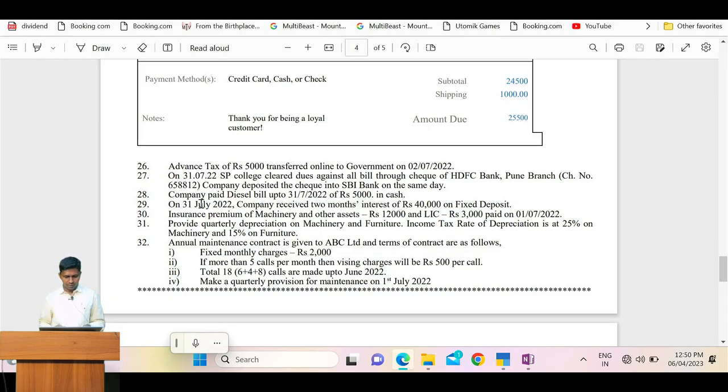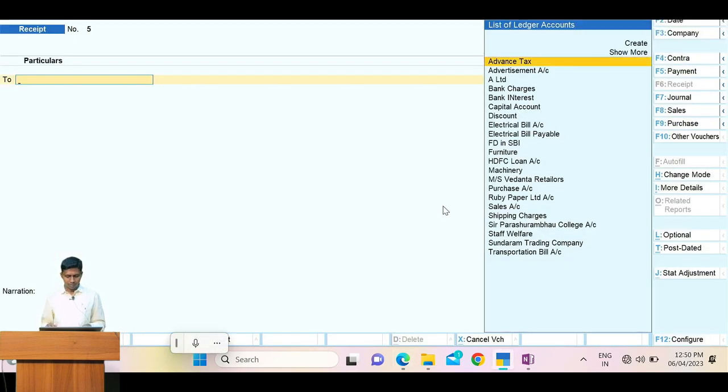Then after that, on 31st July, again 2 months interest on FD we received. On 31st July we received interest, interest received, therefore we are in the receipt voucher type.